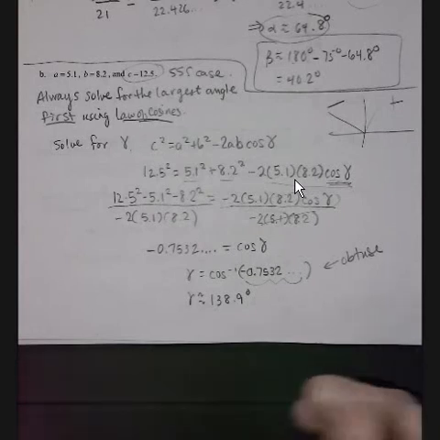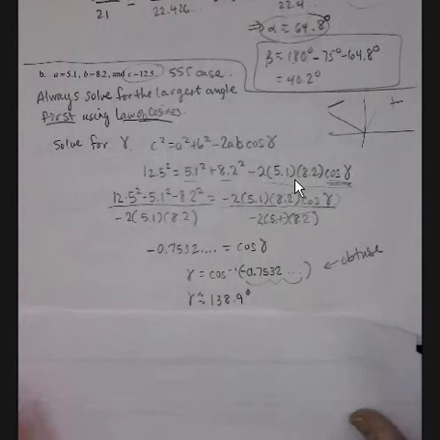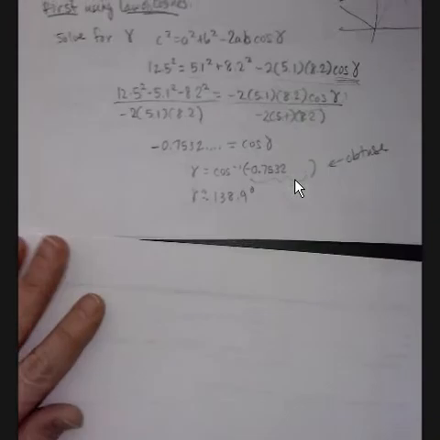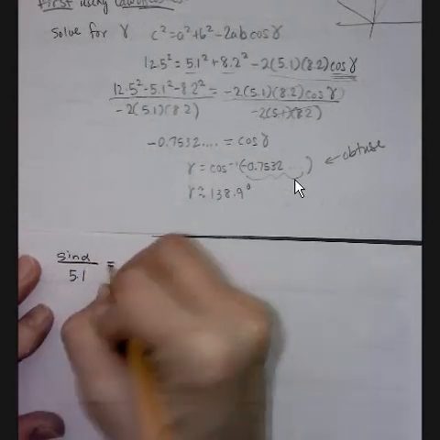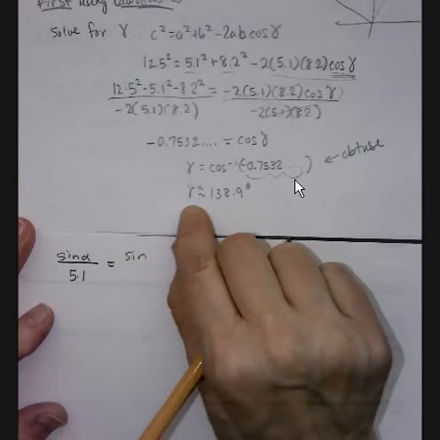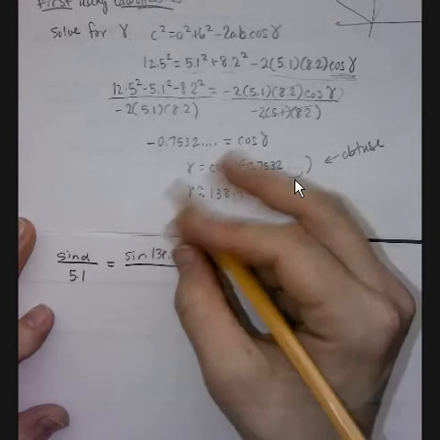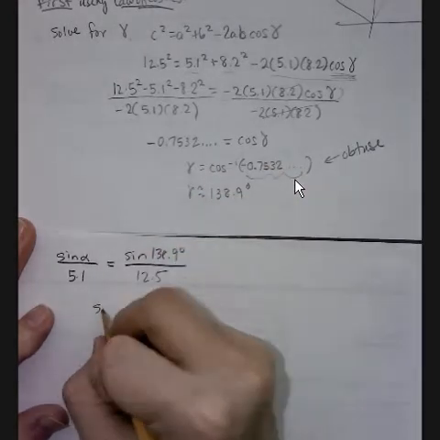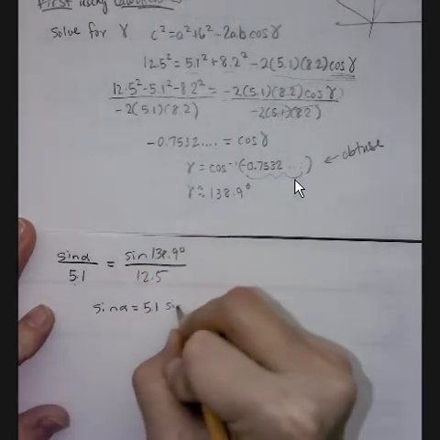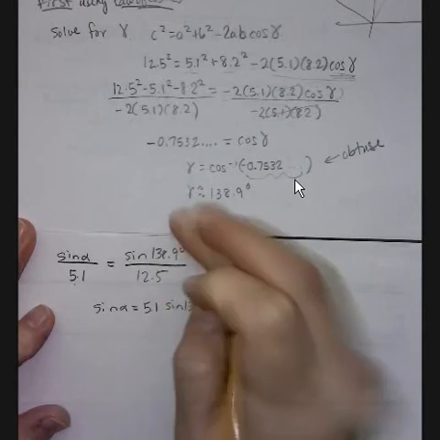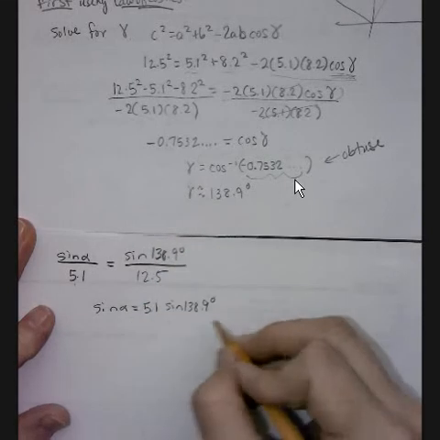I'll grab another piece of paper since I'm running out of room. I'll just find alpha first. Sine alpha over a, which is 5.1, equals sine of gamma, that's the only angle I have, 138.9 degrees, over c, which is 12.5. So sine alpha equals 5.1 times sine 138.9 degrees, divided by 12.5.